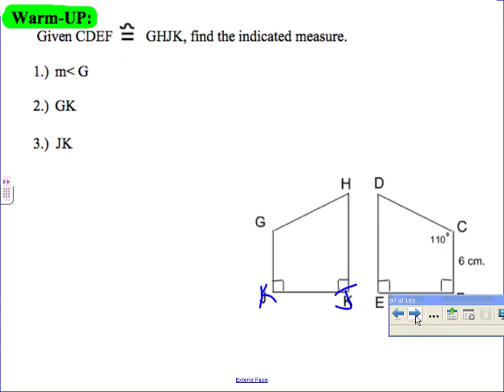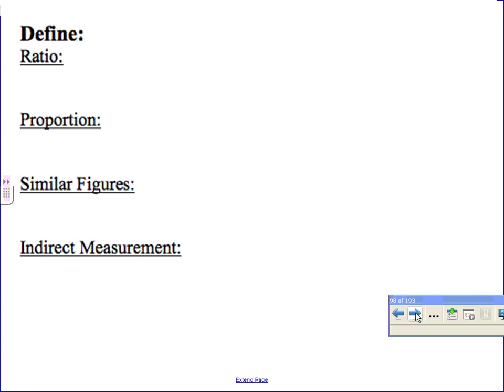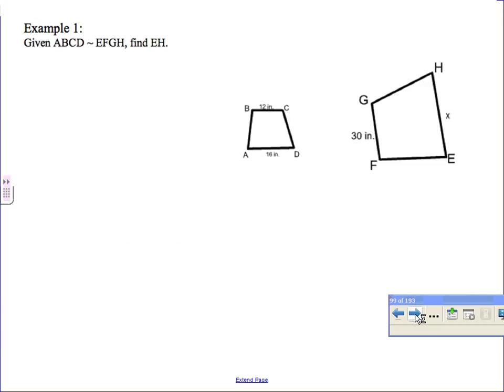Is that the wrong thing? Oh, we already went over all that. Okay, let's go to example 1. Okay, don't worry about the warm-up on that page.